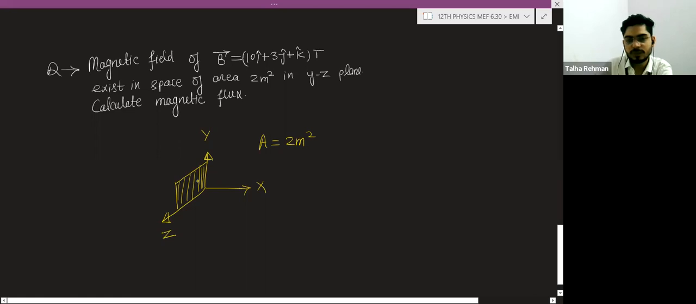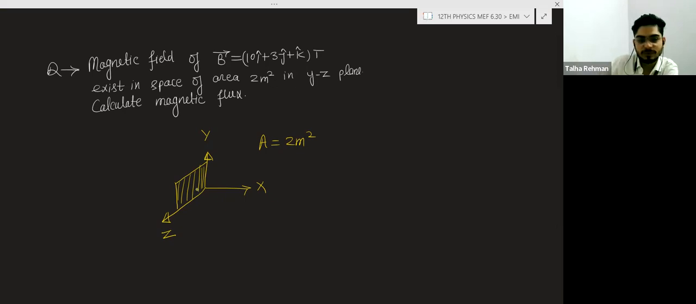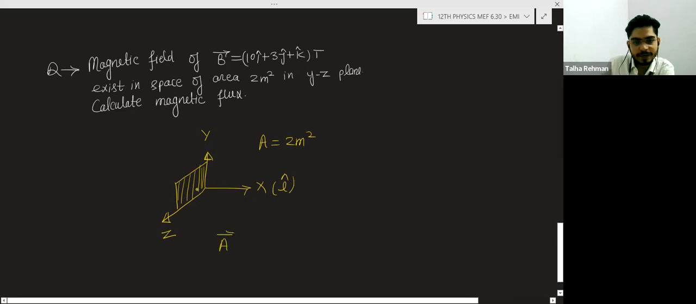What is the direction perpendicular to the YZ plane? The X-axis. So along the x-axis, what vector do we have? The i cap unit vector. So you will write the area vector as the magnitude of area, that is 2, times i cap. i cap is the unit vector perpendicular to this area.